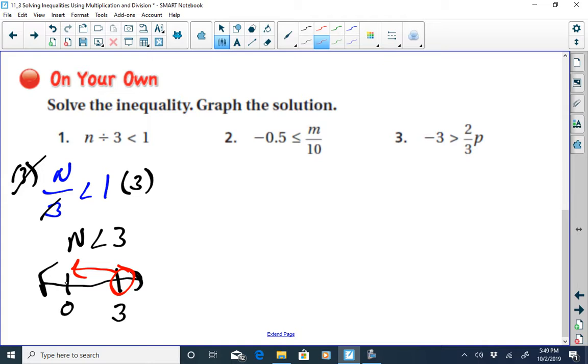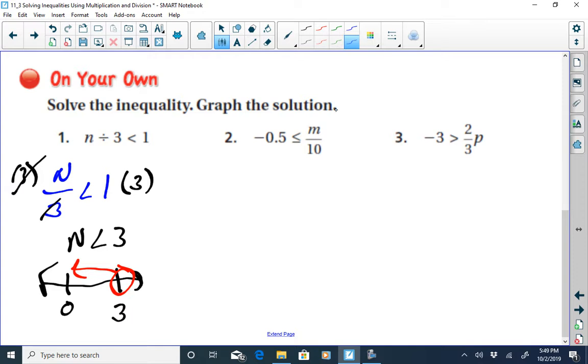0 is within the solution set, so let's try 0 and see if it makes the inequality true. If I replace n with 0, 0 divided by 3 is 0. Is 0 less than 1? Yes, it is. So that inequality looks good, and that solution set looks correct. Let's try the next one.